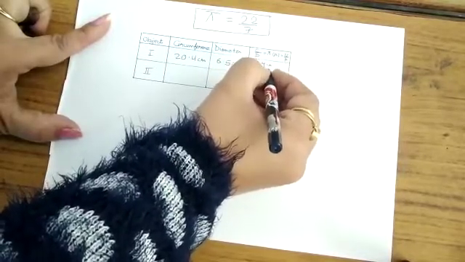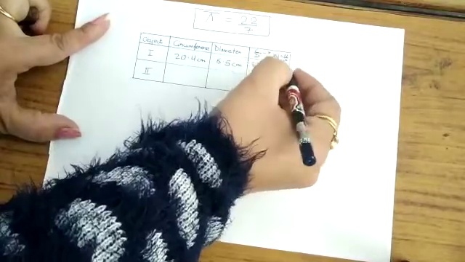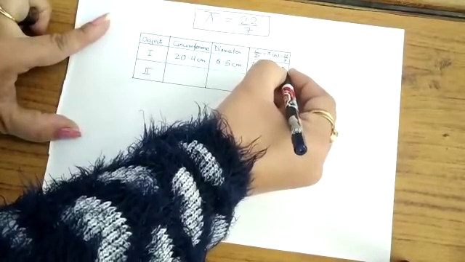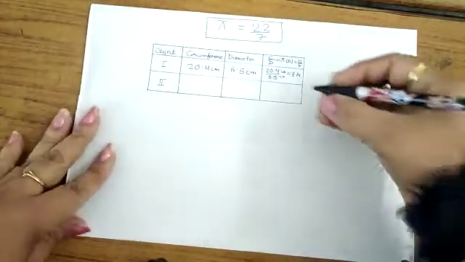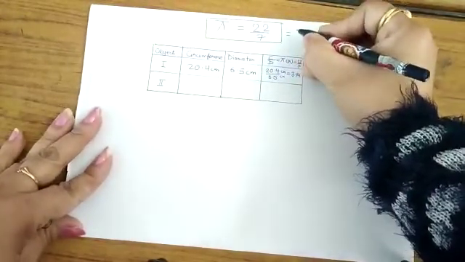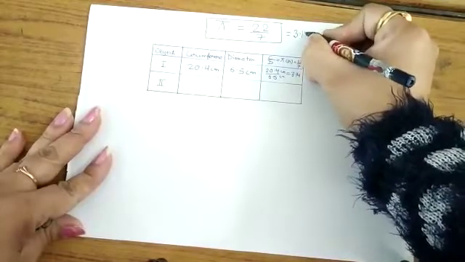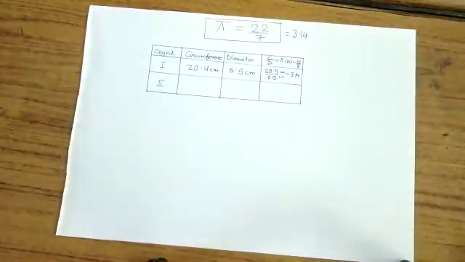Now students, when we find the ratio of its circumference and diameter, 20.4 by 6.5, it is coming 3.14. You know, students, the value of 22/7 is also 3.14. So in the first case we have got this.